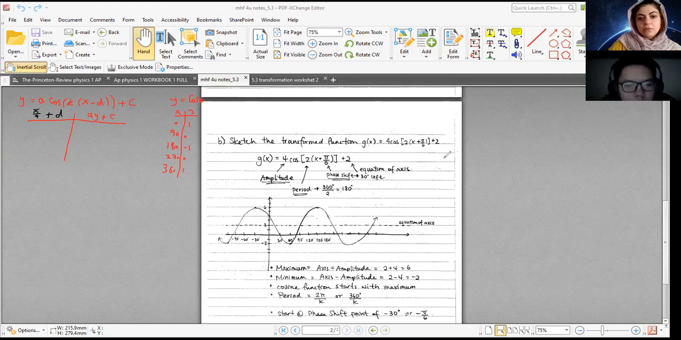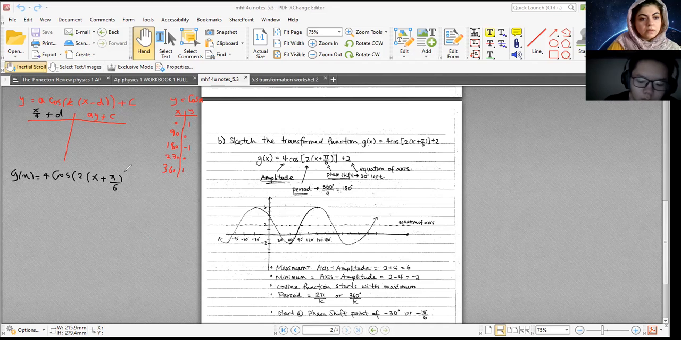Now, let's do this example here. g(x), or y, equals 4 cosine of 2 times x plus pi over 6, plus 2. So for this transformation, sorry, this is x divided by k here. Just this, because this is for the general form, right? Here, okay.